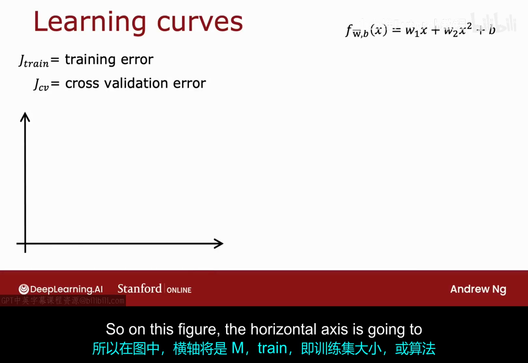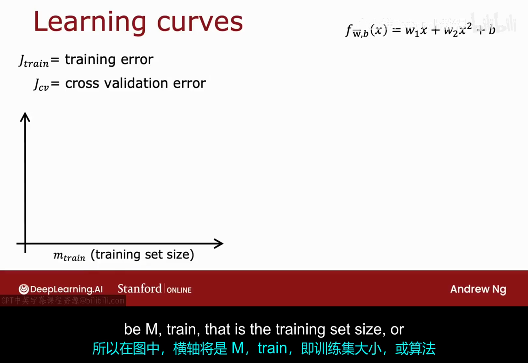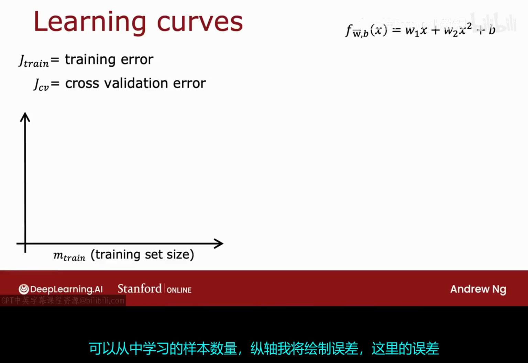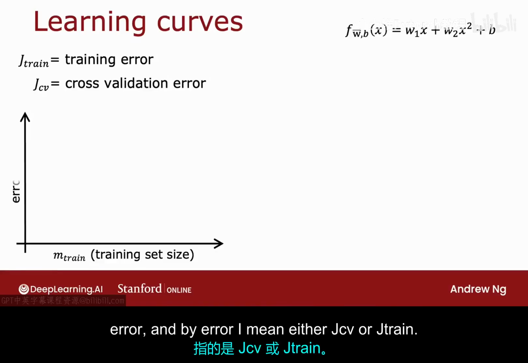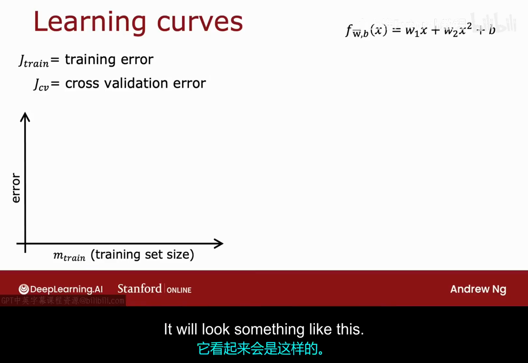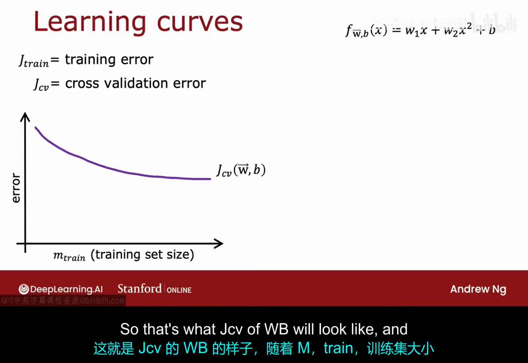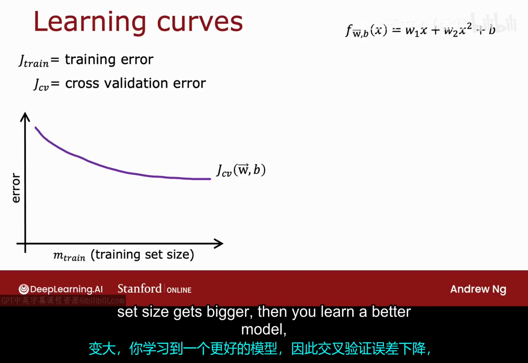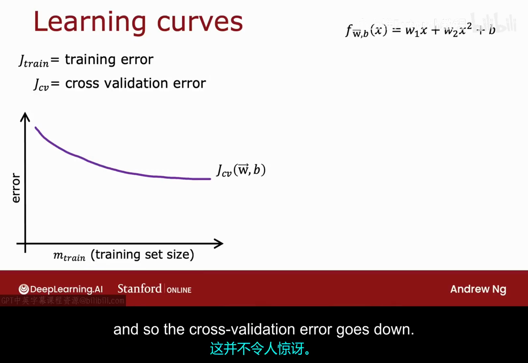So on this figure, the horizontal axis is going to be m_train, that is the training set size, or the number of examples that the algorithm can learn from. And on the vertical axis, I'm going to plot the error. And by error, I mean either J_CV or J_train. So let's start by plotting the cross-validation error. It will look something like this. So that's what J_CV of w,b will look like. And it's maybe no surprise that as m_train, the training set size, gets bigger, then you learn a better model, and so the cross-validation error goes down.